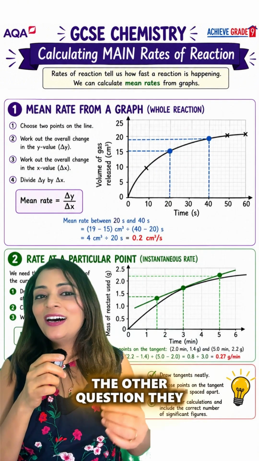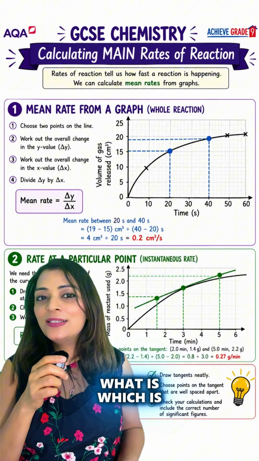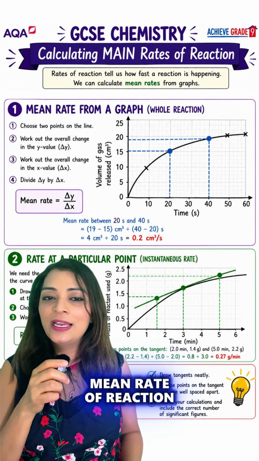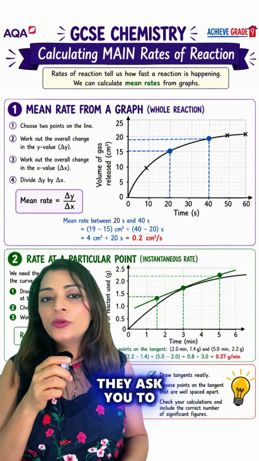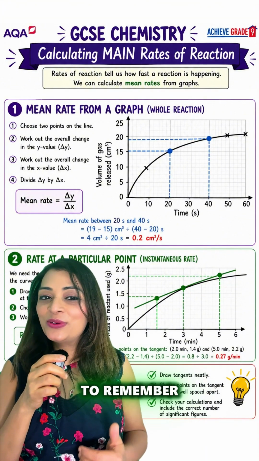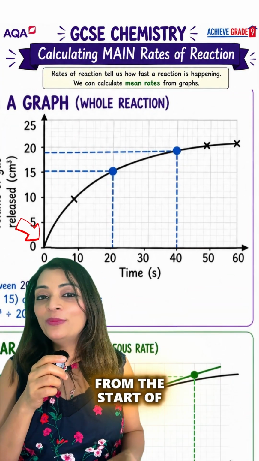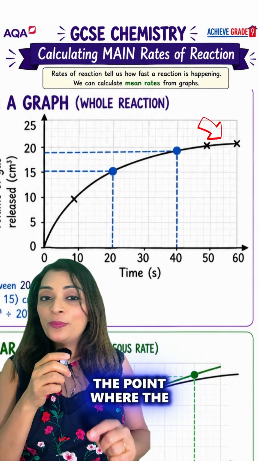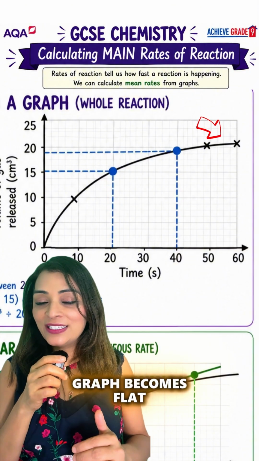Now let's look at the other question they commonly ask, which is mean rate of reaction. This is different. If they ask you to find the mean rate, do not draw tangent at all. That's the first thing to remember. Instead, draw a line from the start of the reaction to the point where the graph becomes flat or plateaus.